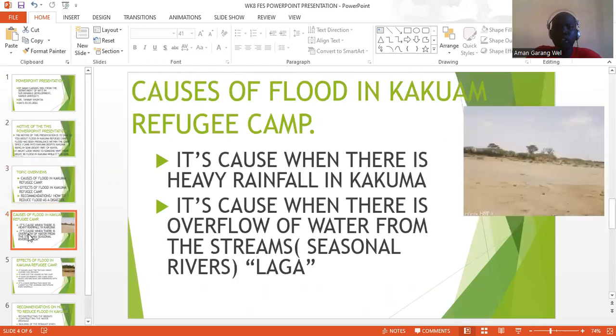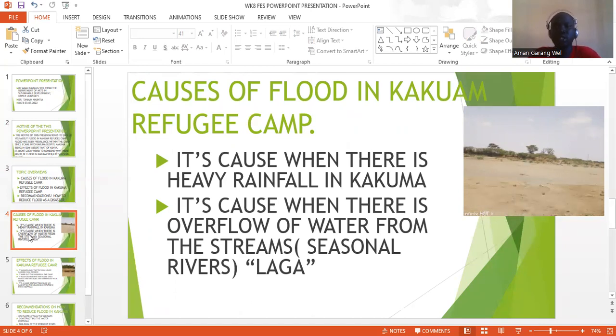The causes of flood in Kakuma refugee camp are many, and particularly it is caused by heavy rainfall in Kakuma. Actually, Kakuma is part of the semi-desert part of Kenya, but there is sometimes heavy rainfall, like it happens once or twice a year or thrice a year, or sometimes it can reach up to 10. This is one of the causes of flood in Kakuma refugee camp.